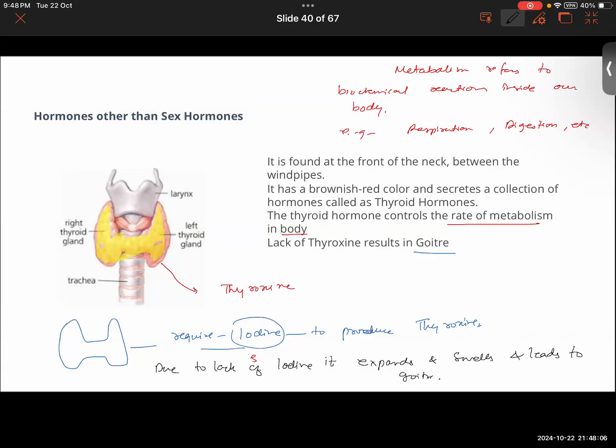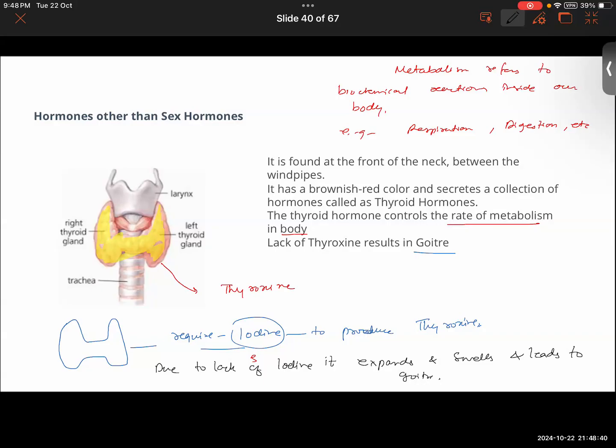If sufficient iodine is not available to the thyroid gland, will it be able to produce sufficient thyroxine? No. Exactly. So lack of thyroxine will further result in goiter. Okay, now, I hope this much is clear to everyone.